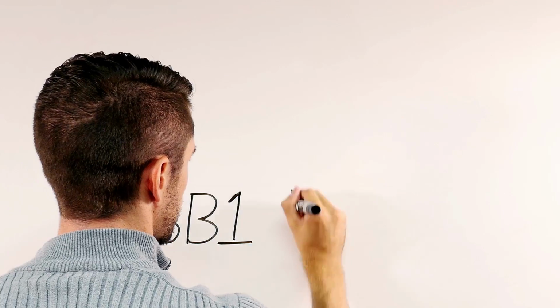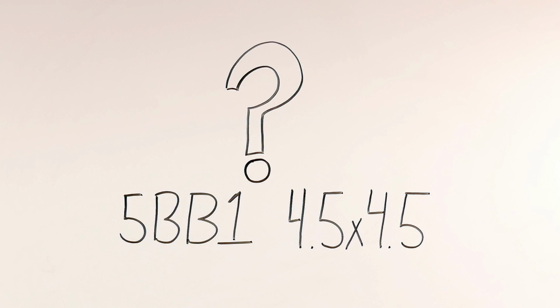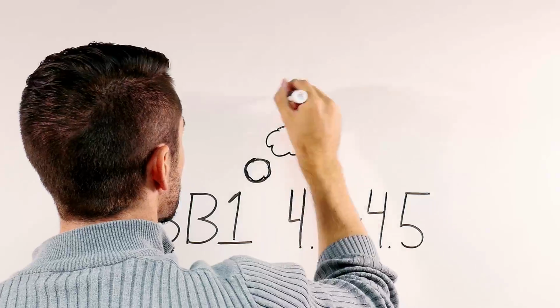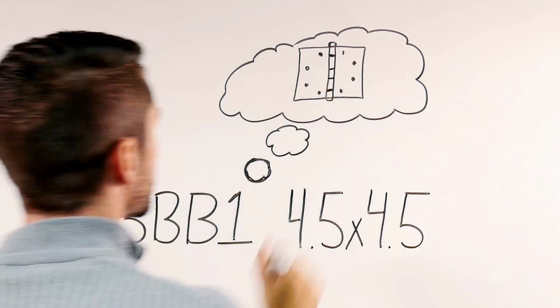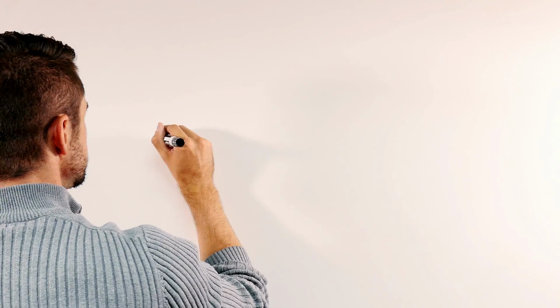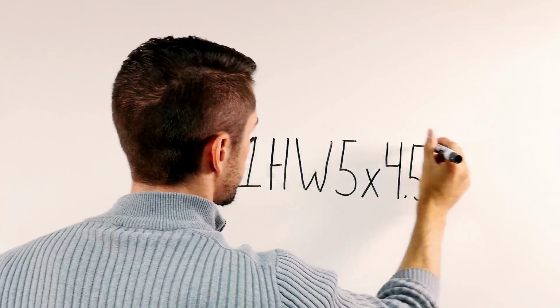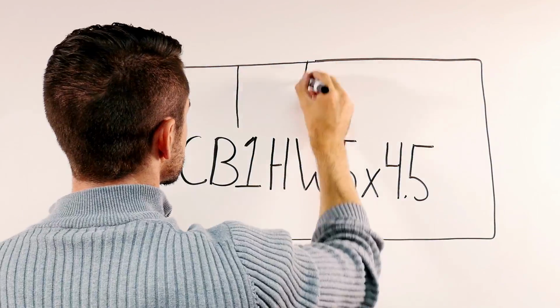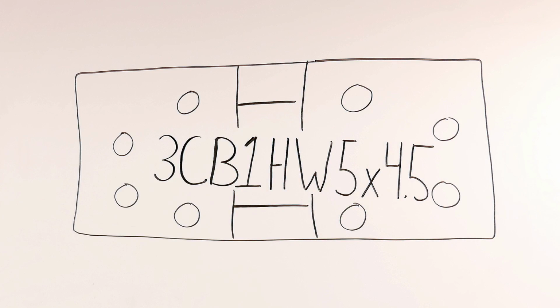Given what we've covered in this introduction, can you tell me what the Ives model number of 5BB1 4.5 by 4.5 means? If you are thinking it's a 5-knuckle, ball-bearing, full mortise hinge that is 4.5 inches high and 4.5 inches wide, you are correct. How about a 3CB1HW 5 by 4.5? It is a 3-knuckle, concealed bearing, full mortise, heavyweight hinge that is 5 inches high and 4.5 inches wide.